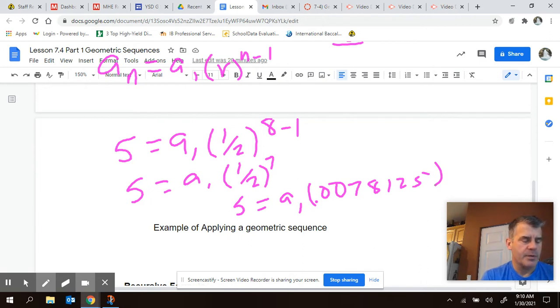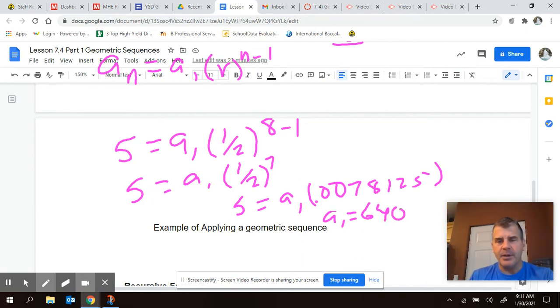Excuse me here for a sec. I'm having some technical difficulties. I'll just go ahead and type this in. 5 divided by 0.0078125, which I get as 640. So what this tells us is that our starting amount, a rather large number in this case, is 640.